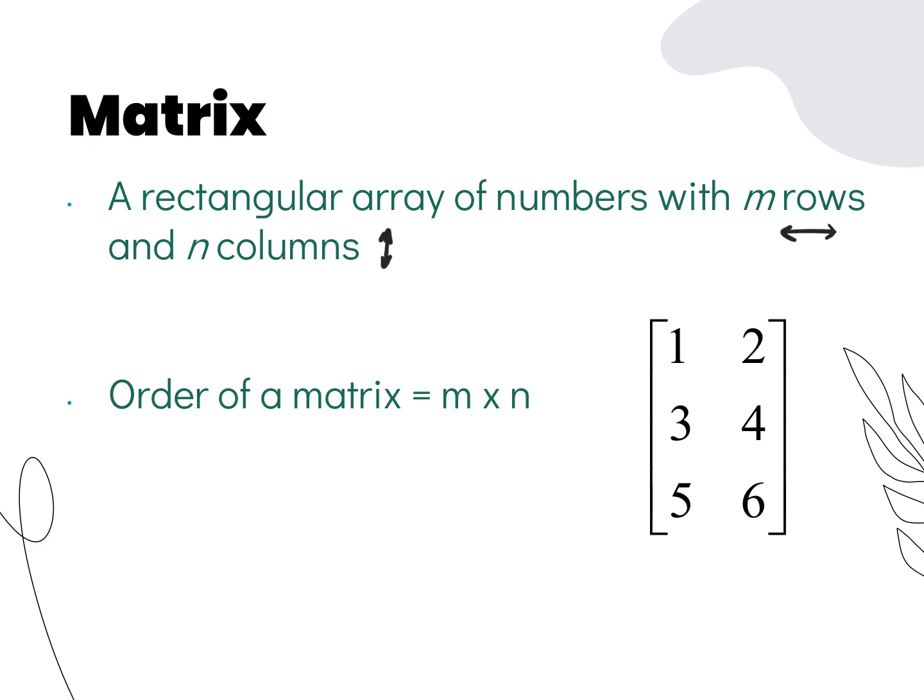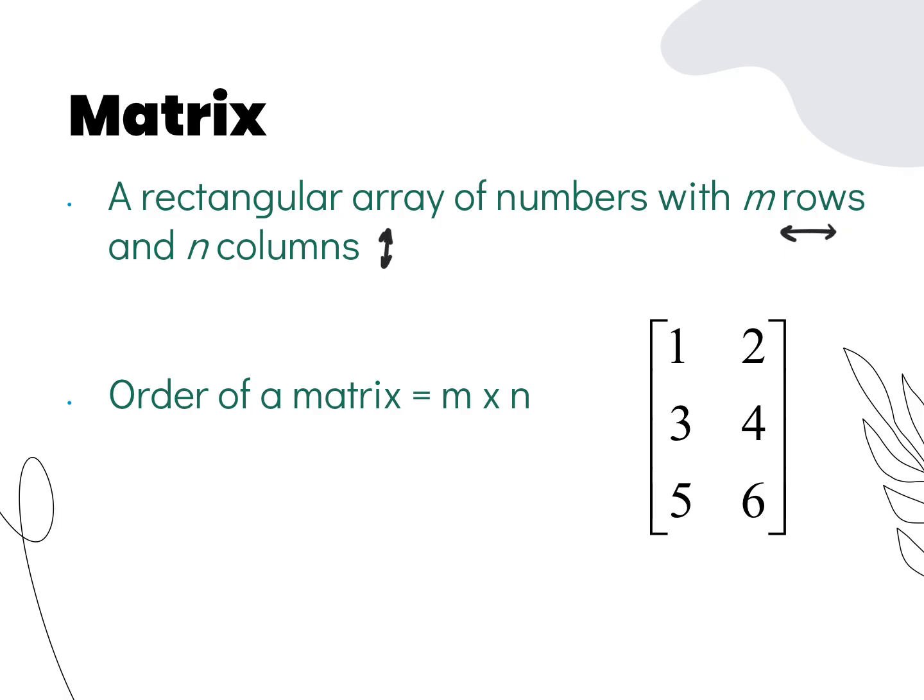It looks like we have 1, 2, 3 rows. In the first row we have a 1 and a 2. In the second row there's a 3 and a 4. In the third row a 5 and a 6. Now if you're looking at it vertically, we have 2 columns. In the first column there's a 1, a 3, and a 5. In the second column there's a 2, a 4, and a 6.